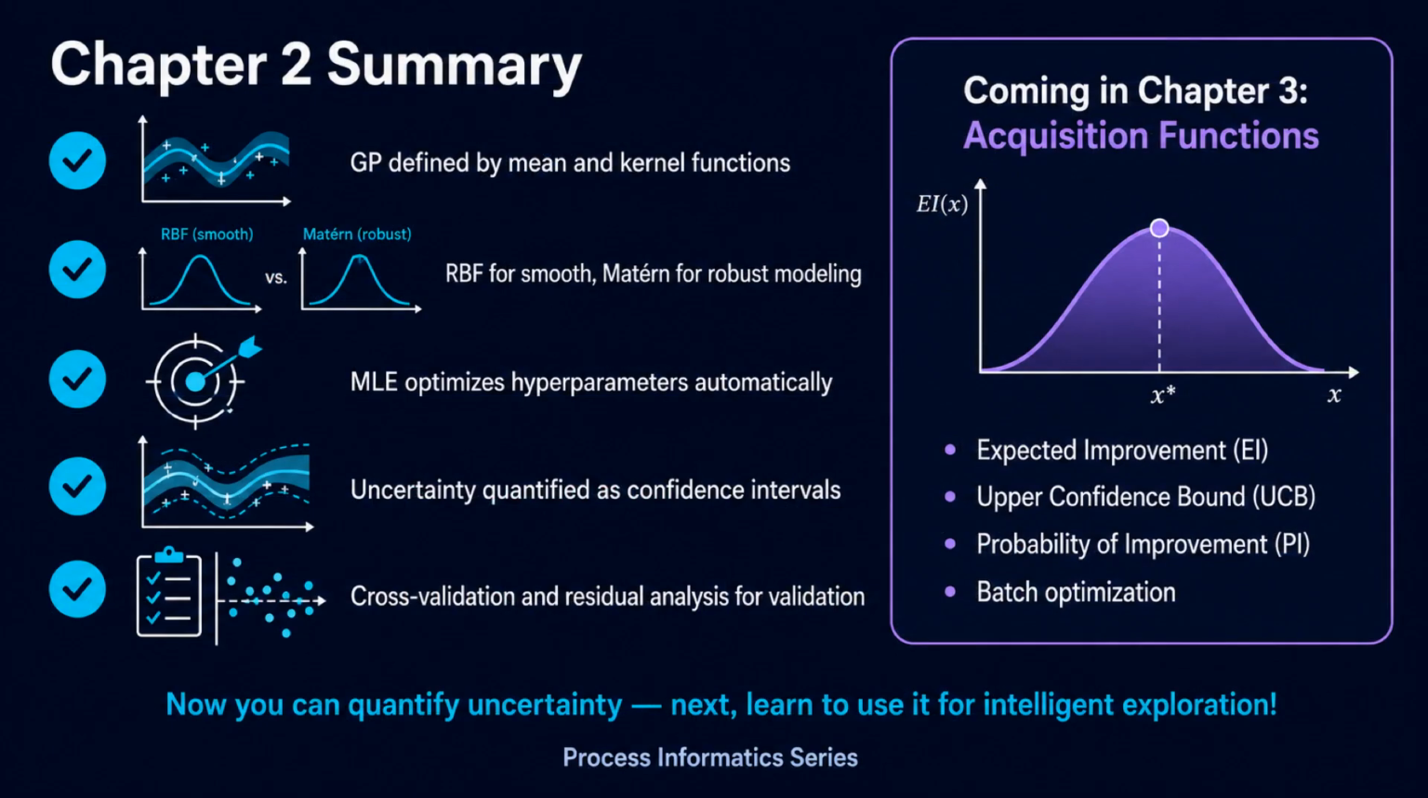Let's summarize our key learnings. Gaussian processes are defined by mean and kernel functions, with RBF for smooth data and Matern for robustness. Maximum likelihood estimation automatically optimizes hyperparameters. Uncertainty is quantified as confidence intervals that widen in unexplored regions. Cross-validation and residual analysis validate our models. In Chapter 3, we'll learn about acquisition functions like expected improvement and upper confidence bound that use these uncertainty estimates to intelligently select the next experiment.